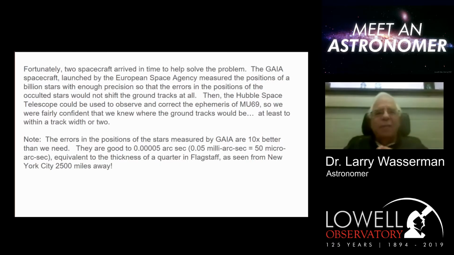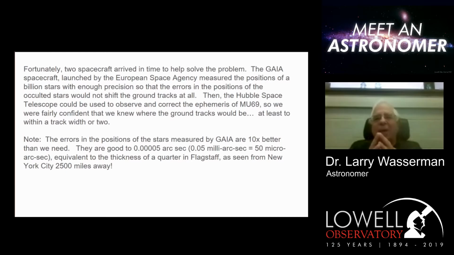Fortunately, we have 2 spacecraft that arrived just in time. First was the Gaia spacecraft, which was launched by the European Space Agency. It measured the positions of 1 billion stars, that's the billion star catalog I referred to earlier, with enough precision so that the errors in the positions of the occulted stars wouldn't matter. They do better than we need for this event.